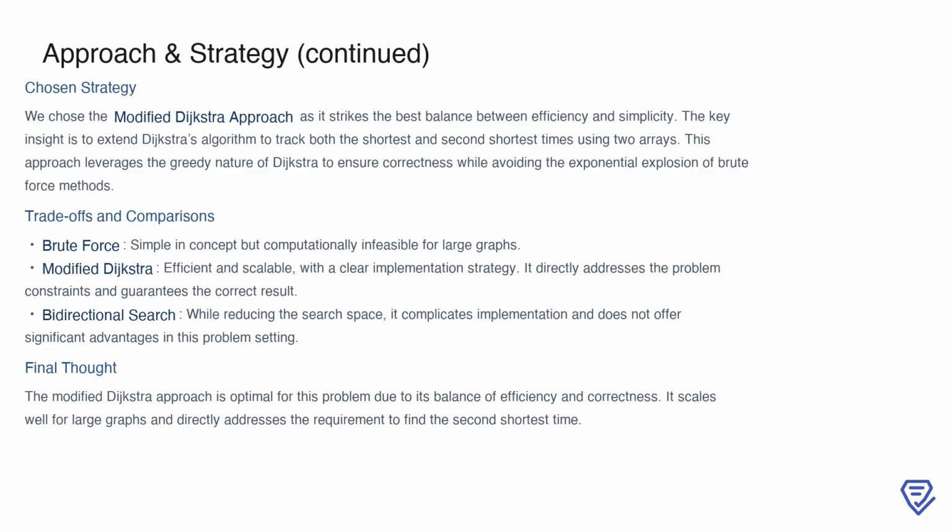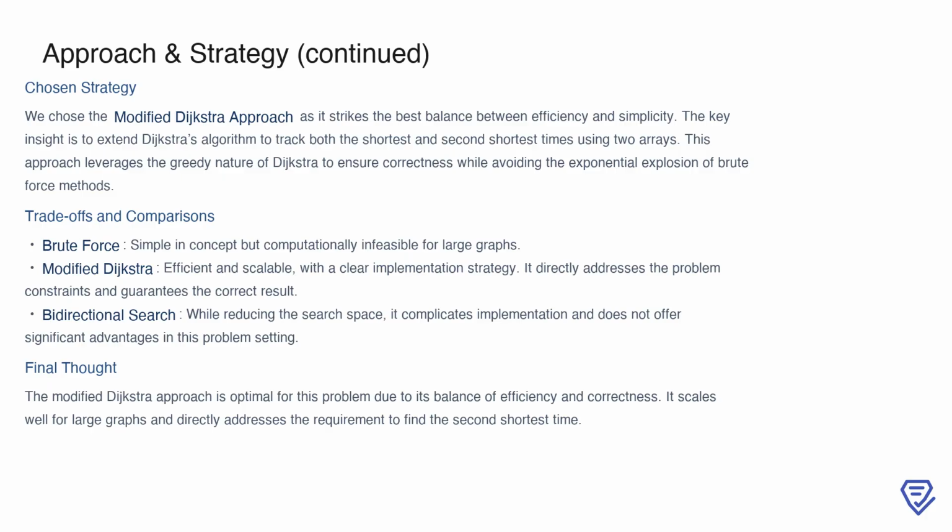This method strikes an excellent balance between efficiency and simplicity, directly addressing the need to find both the shortest and second shortest times. By leveraging the greedy nature of Dijkstra's algorithm and extending it to track 2 times per node, we avoid the inefficiencies of brute force methods while ensuring correctness.